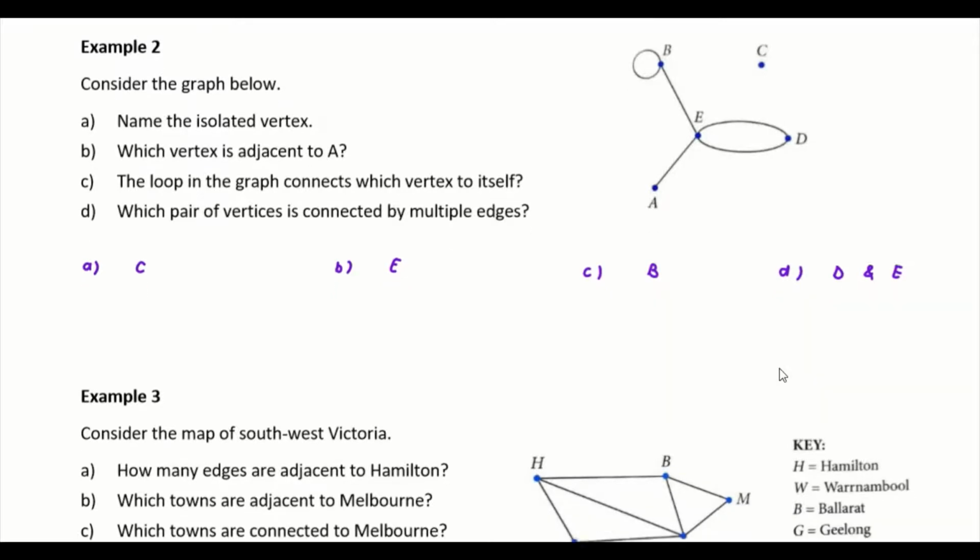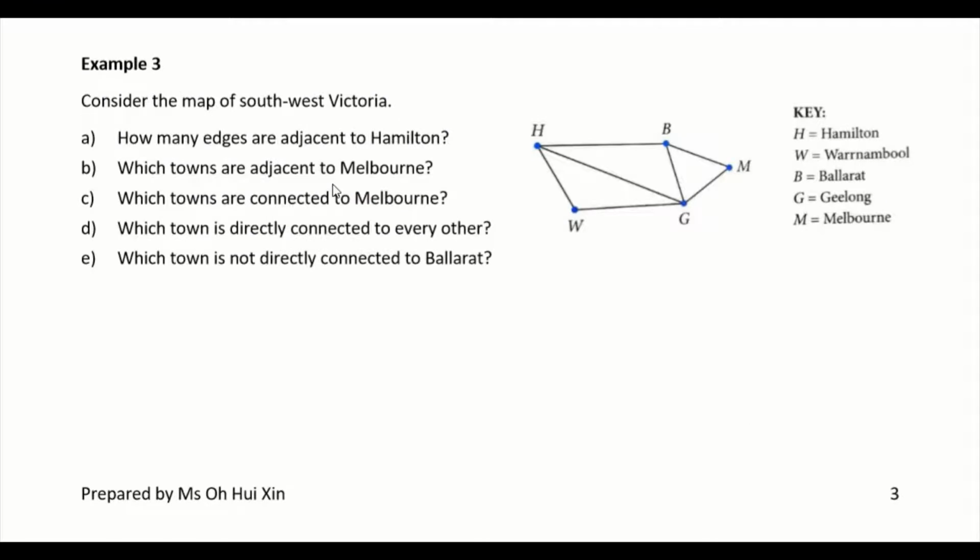So let's move on. Example 3. All right, so this is the map that we have in the definition just now. It's a map of Southwest Victoria. The question is asking how many edges are adjacent to Hamilton. In this case, you can see H is here. How many edges are adjacent? 1, 2, 3. So that's 3.